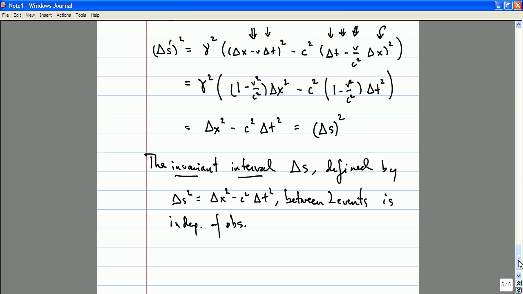Before I proceed to discuss the physical interpretation of the invariant interval, let me see if there are any questions. You said it's not a distance, but it's just not an interval. Yes, it's sort of a distance. It's an invariant interval. In some cases, it's a distance. In some cases, it is not. Questions? Okay.